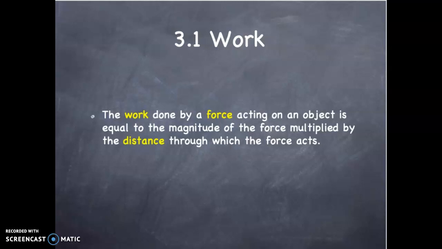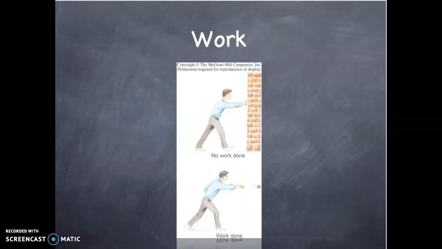The work done by a force acting on an object is equal to the magnitude of the force multiplied by the distance through which the force acts. Okay, so here's an example. Someone can push against a wall as much as he can. In the top figure, there's no work done. Although he's exerting a force horizontally, no work is done in the top figure.